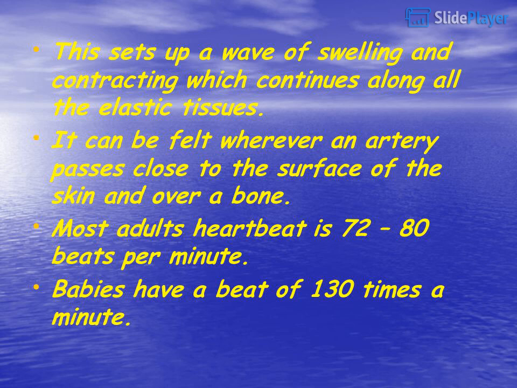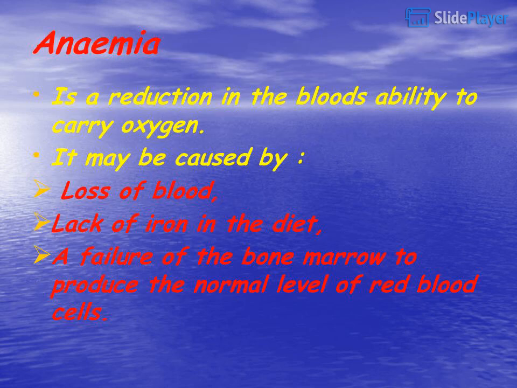Most adults' heartbeat is 72 to 80 beats per minute. Babies have a beat of 130 times a minute. Anemia is a reduction in the blood's ability to carry oxygen. It may be caused by loss of blood, lack of iron in the diet, or a failure of the bone marrow to produce the normal level of red blood cells.